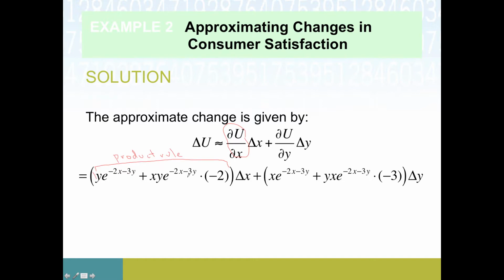And then derivative of e to the stuff is e to the stuff again, but times the derivative of the exponent piece. Well, the exponent piece in this case, we've got negative 2x minus 3y, so this is the little bit of chain rule that falls out from that exponent. I mean, it doesn't literally fall out, but that's the piece that comes from chain rule there. And then it looks pretty similar over here on the right side.